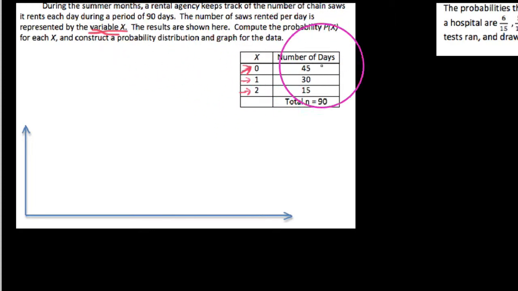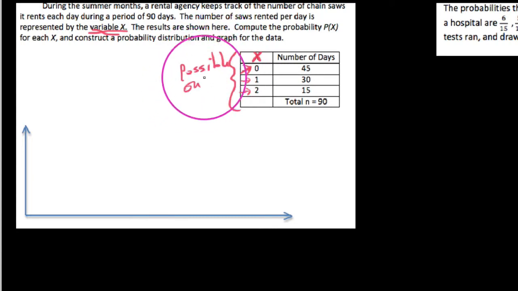So we've got these results. It looks like overwhelmingly they don't rent any chainsaws: 45 of the 90 days they didn't. But 30 of those 90, they rented one, and half of 30, which is 15, they rented 2 chainsaws. So what we want to do is create a probability distribution for this. The nice thing is we've already got our table constructed, where x represents the number of chainsaws rented on a given day. These are the possible outcomes, the things that could happen.